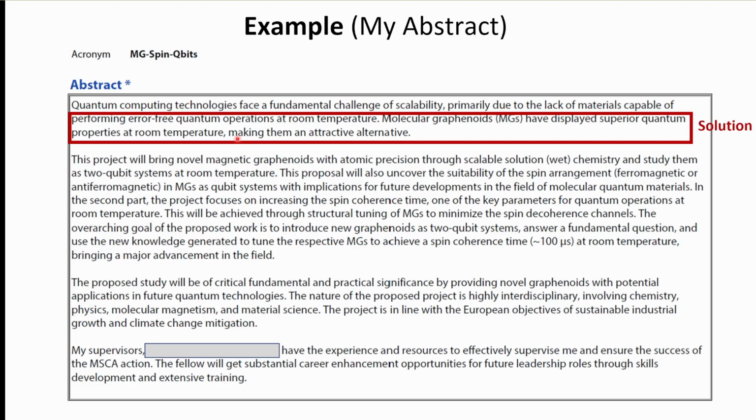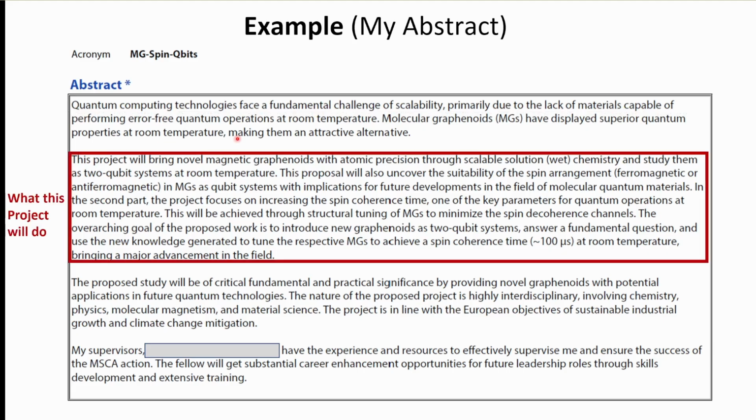So the next three sentences, or the next paragraph, was about what this project will do. This project will bring magnetic graphenoids with atomic precision, straight to the point, and then how it will do it: through wet chemistry, solution synthesis. What their effect will be: they will be a room temperature 2-qubit system. And then I further wrote the three objectives of my proposal, like how I will do this, how I will tune their properties, and what I expect from structure tuning and all these things.